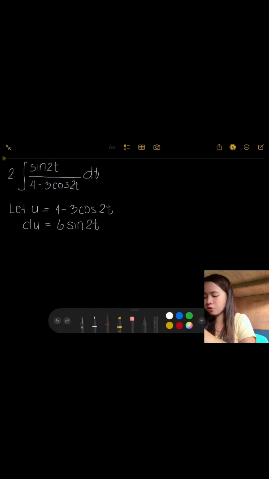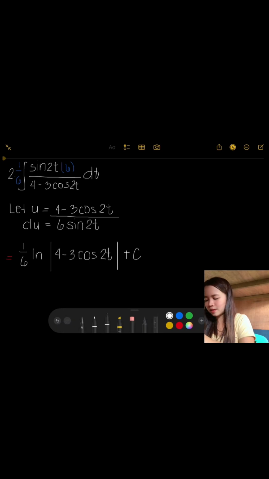This derivative is quite similar to our numerator. For the numerator to become the derivative of the denominator, we just multiply by 6 and 1/6 for it to be legal. So this is now our derivative. Let's now plug in the formula. Copy the constant, 1 over 6 ln of u, which is 4 minus 3 cos 2t, plus c. So this is now our final answer.